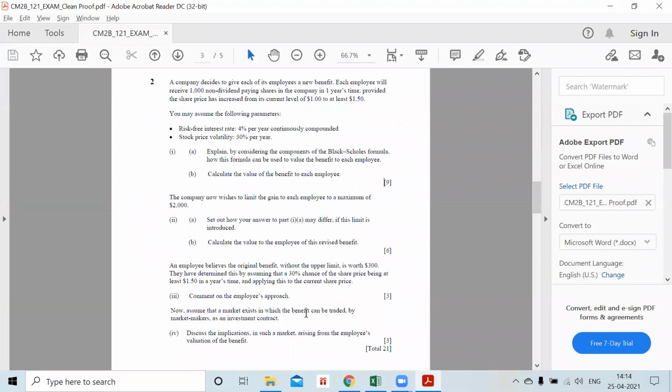A company decides to give each of its employees a new benefit. Each employee will receive 1,000 non-dividend paying shares in the company in 1 year's time, provided the share price has increased from its current level of 1 to at least 1.50. You may assume the following parameters: risk-free interest rate 4% per year, continuously compounded, and stock price volatility 30% per year. Explain, by considering the components of the Black-Scholes model, how this model can be used to calculate the benefit of each employee.